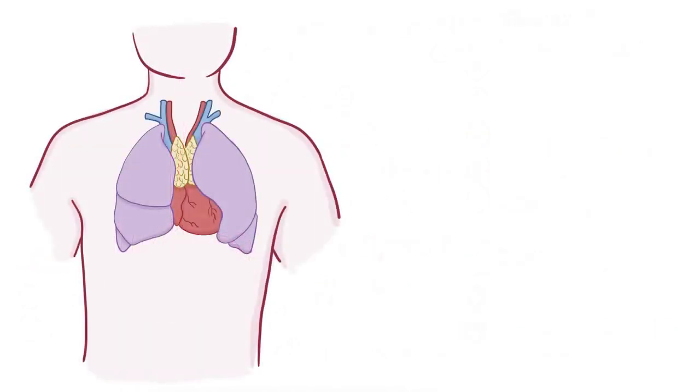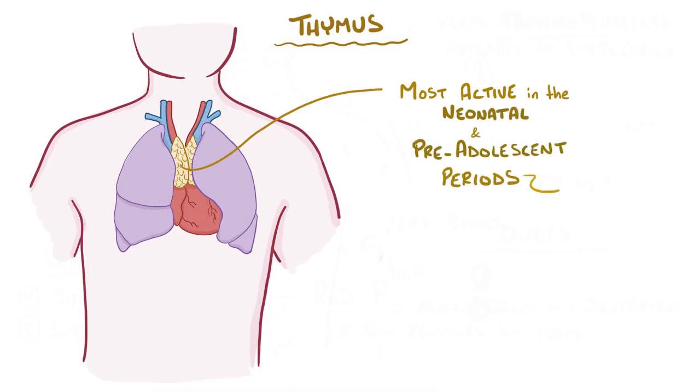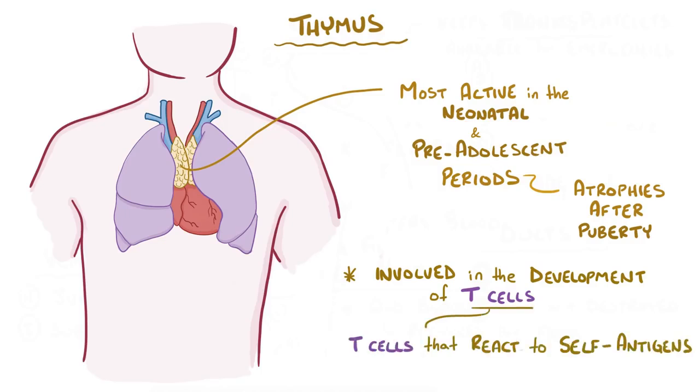Another lymphoid organ is the thymus, which is in the upper part of the chest, just below where a necklace might sit. The thymus is most active in the neonatal period and pre-adolescent years, and then slowly atrophies and gets replaced by fat after puberty. The thymus is involved in the development of T cells, making sure that any T cells that react to self-antigens, antigens that are normally found in the body, are promptly destroyed.